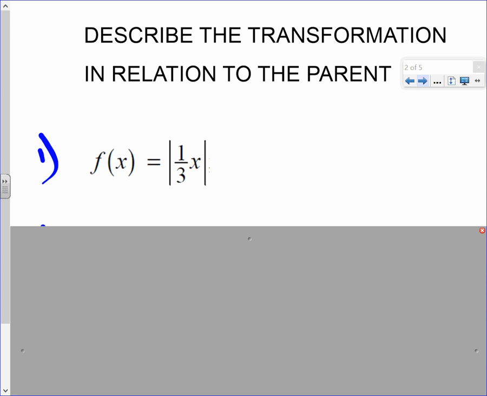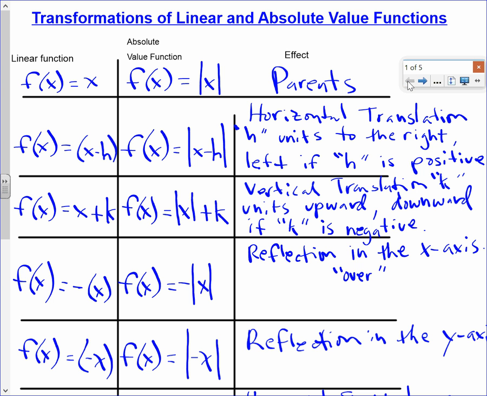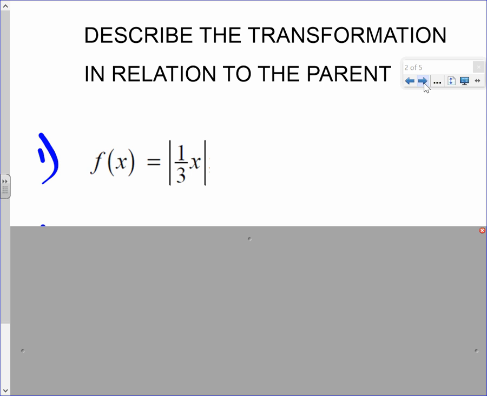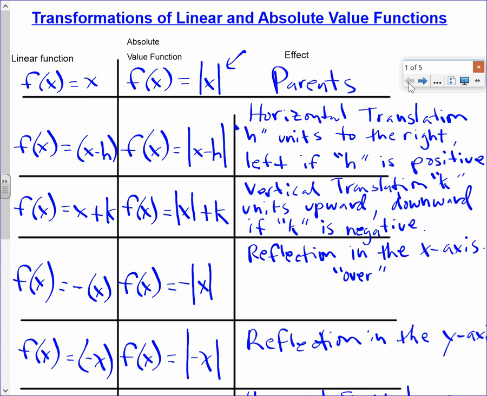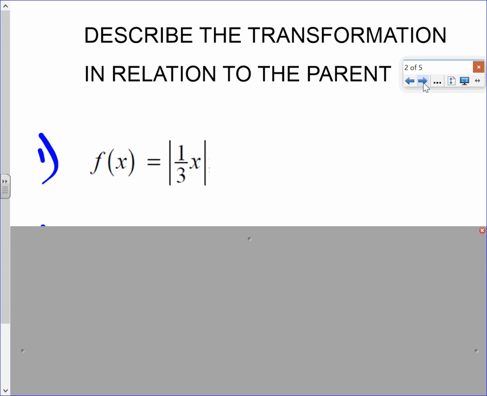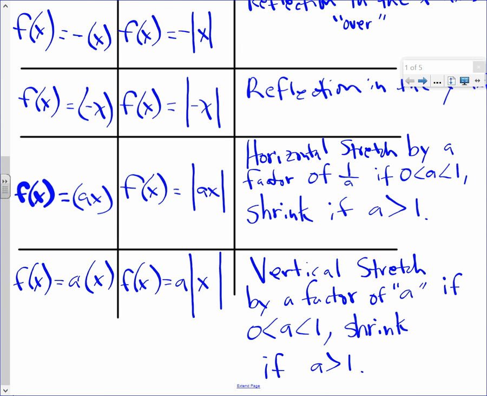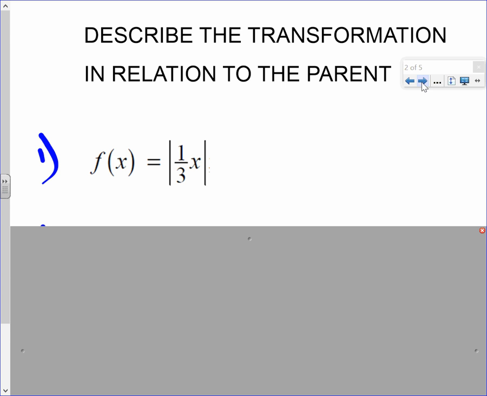That's absolute value, so it's saying what's the transformation taking place in comparison to the parent? The parent is, let's see, there's the parent. F of x equals absolute value of x. So from the parent to this child, what's taking place? Well, let's look. I've got something being multiplied by x on the inside of the grouping symbol. That's going to come all the way down here. It's going to be the second to the last case. It's either a stretch or a shrink horizontally. The question is now, what is A? Is A a fraction or is A greater than 1? Let's look. A is a fraction.